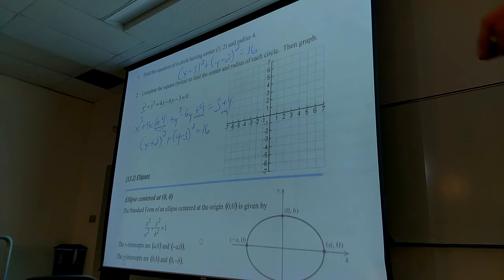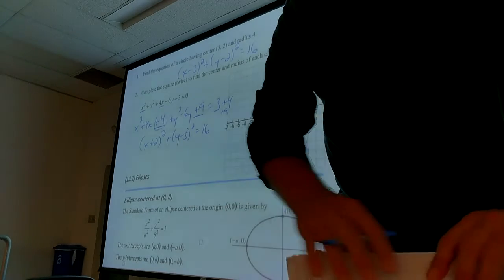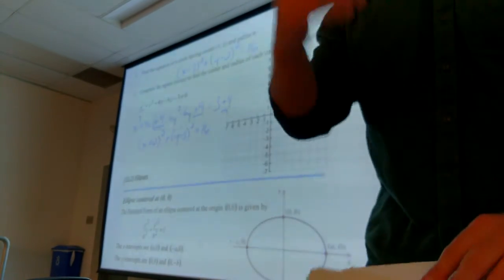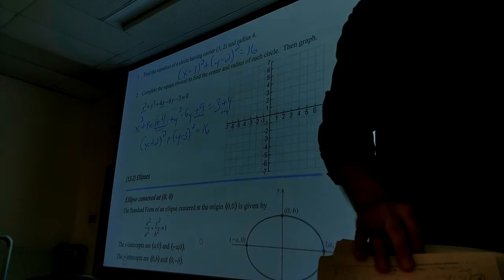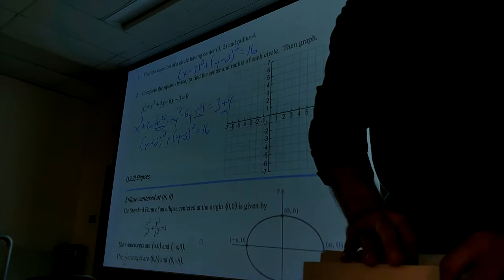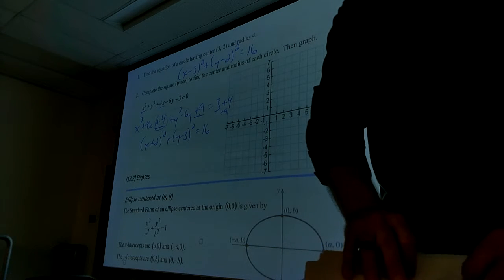And then what's the center? Yeah, negative 2 and 3. Good. Remember, when you put that, don't really put a point there. And the radius is going to be what?